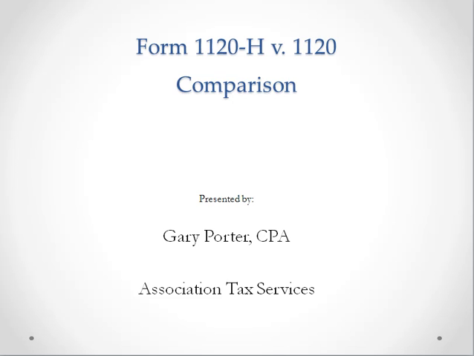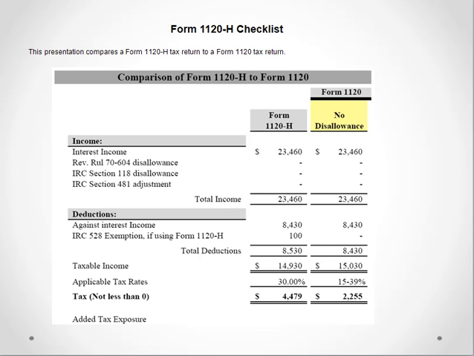We're going to take a slightly different look at the comparison between Form 1120H and 1120 that is normally presented. The normal presentation is this one right here, which shows that, hey, you pay $4,000 in tax on Form 1120H, you only pay $2,000 in tax on Form 1120. That's the difference between a 30% tax rate and a 15% tax rate. Smart move, right? Well, not necessarily.